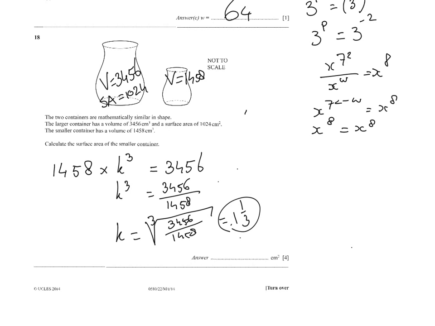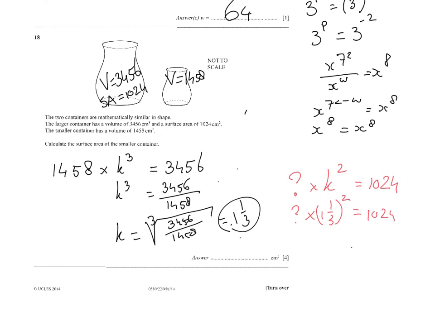There you go. I'm not done yet, because they're not asking me what is the scale factor. They're asking me, okay, what is the surface area? So the surface area, let's call that question mark, times the scale factor squared, because we're talking about area, equals the surface area of the larger container, 1,024. Well, the scale factor is 1 over 3, squared, equals 1,024.